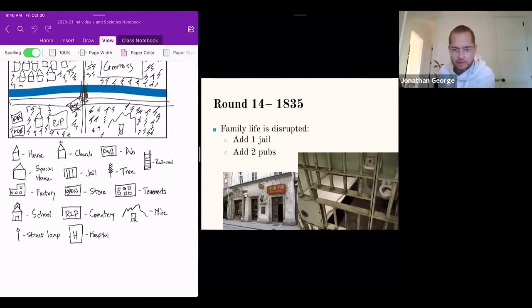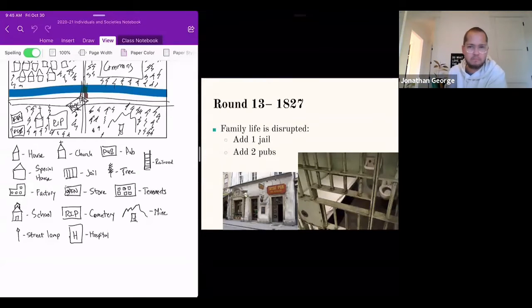Good question. Pub is a bar. Okay, so you got drinking is increasing. Drinking alcohol is increasing at this time. Okay, you got a lot more people with maybe even more money than they've ever had.